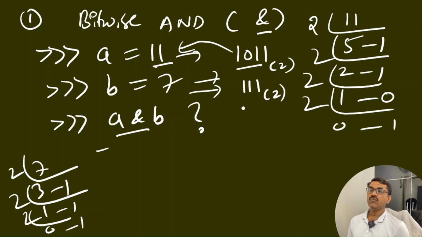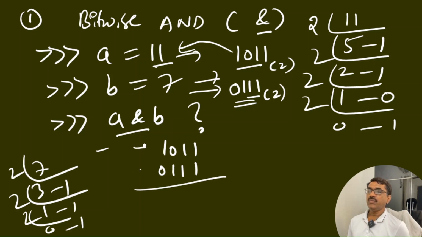See, here we have 4 bits and here we have 3 bits. So if you add a 0 extra here, no problem. The number 7 is also going to contain 4 digits, the same number of bits as 11. If you add zeros to the left, no problem, it will not affect anything. So 1011 is the binary equivalent of 11 and 0111 is the binary equivalent of 7. Now 1011 and 0111. This is the bit level operation.